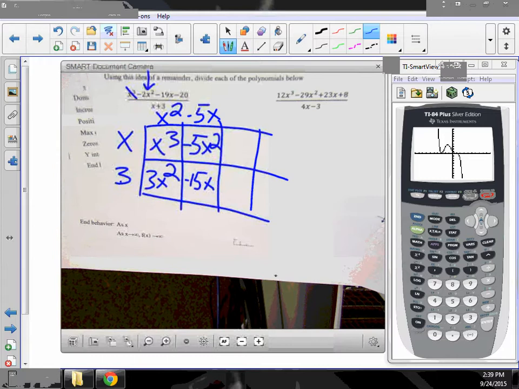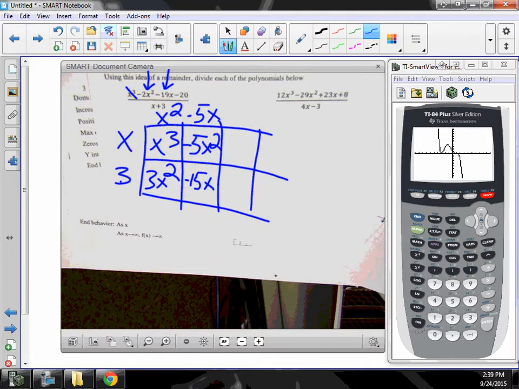Add a column. How do I reach negative 19? I take away 4 more x's. Good. So minus 4x, which gives me a negative 4 up here. Multiply those together and I get negative 12. Is that the number I was looking for? No, so add a column. Okay. So what goes in this box to make me reach negative 20? Negative 8. And that is my remainder.